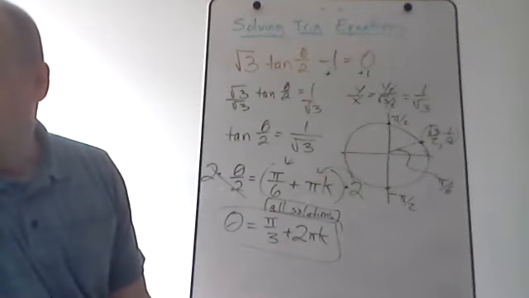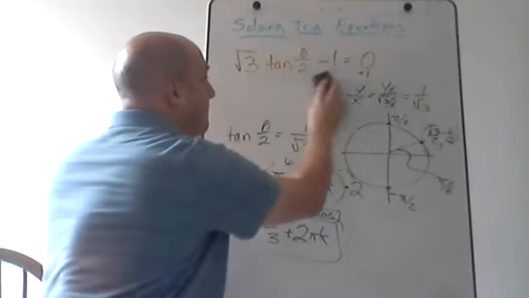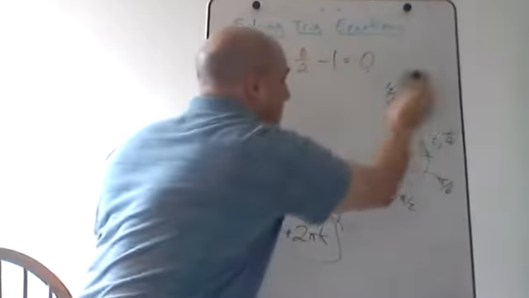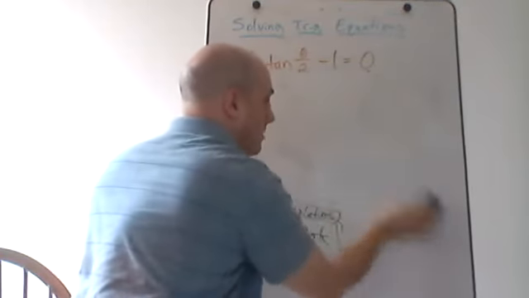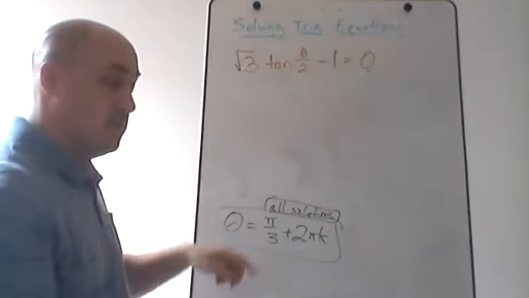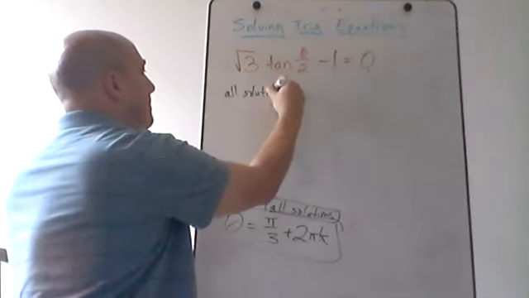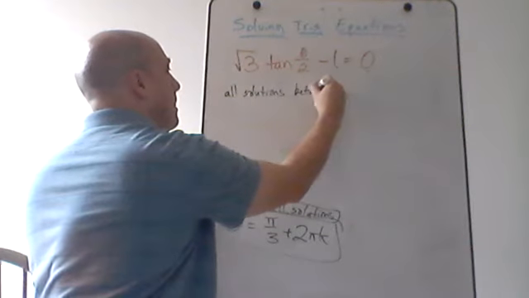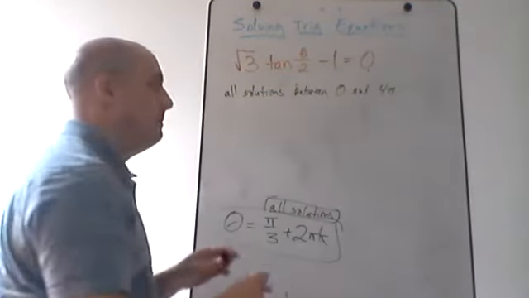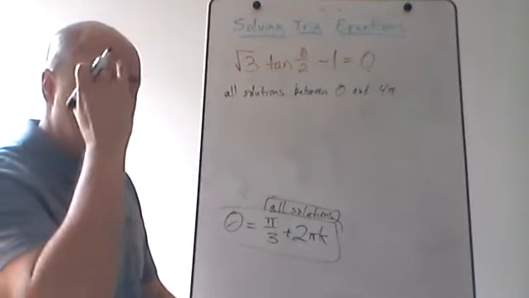Now, this problem also had a part B, where it asked us to find all solutions in the interval from 0 to 4 pi. So let me erase everything else I have up here, except for our solution that we found. Again, this represents all the possible solutions to this equation. Now we want all solutions between 0 and 4 pi. Not as bad as it may appear at first.